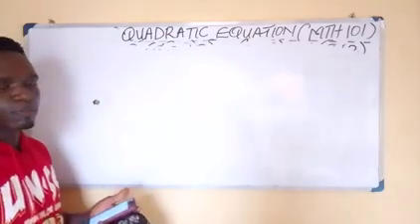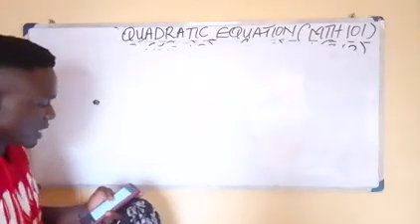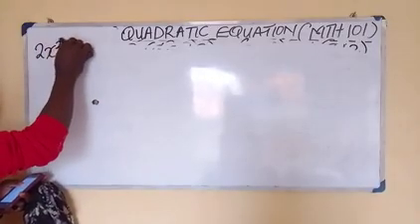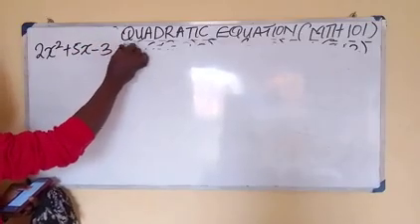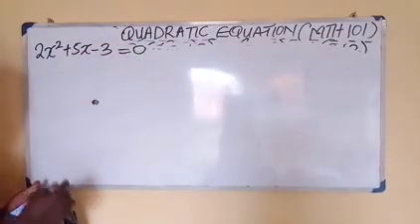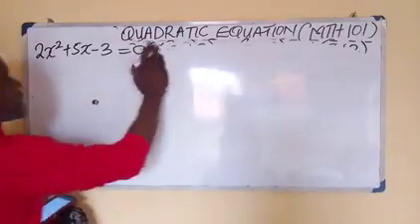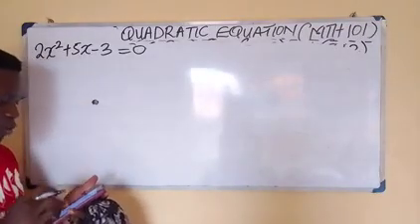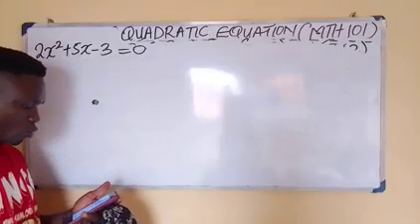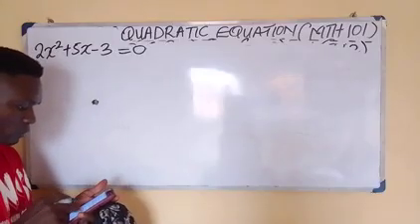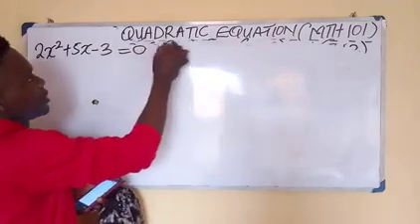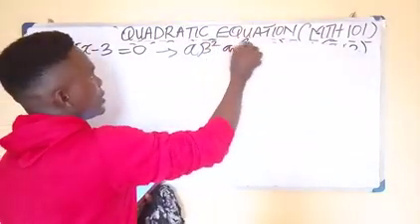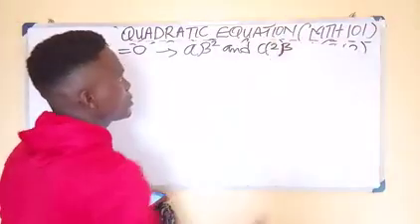Alright, so number four, we said given that the roots of the equation 2x squared plus 5x minus 3 equal to 0 are alpha and beta, find the quadratic equation with integer coefficients, that is, whose roots are alpha beta squared and alpha squared beta.